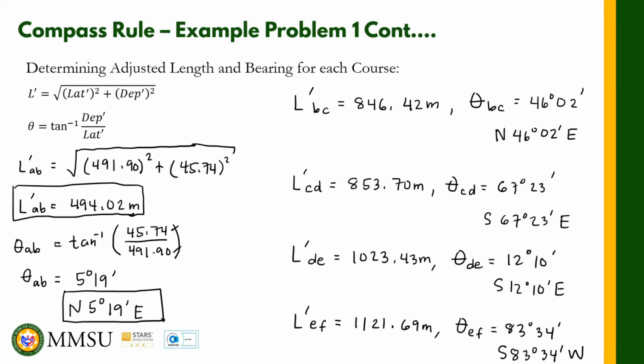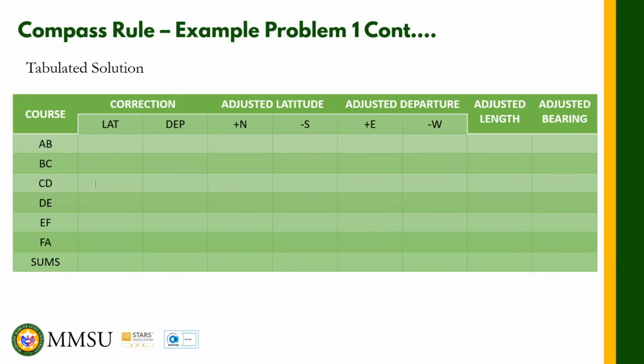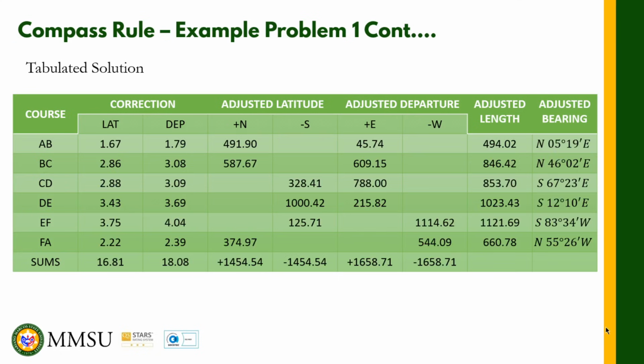So yan na yung mga adjusted lengths and bearing natin. Now we can complete itong table natin dito. Okay, the correction, the adjusted latitude, adjusted departure, and we have the adjusted length and adjusted bearing on the end. Okay, fill up natin itong table na to as our last step dito sa problem na to. So ayan, I have already filled up the table for you.